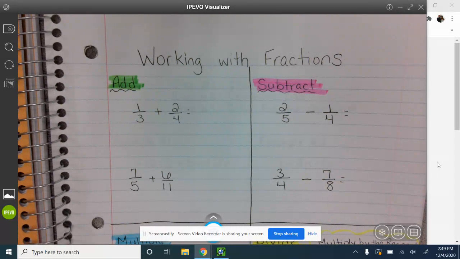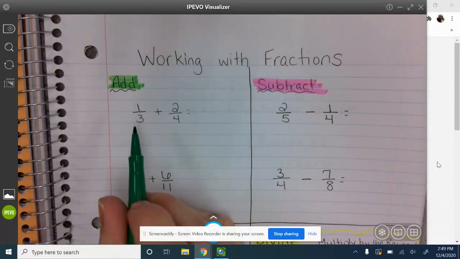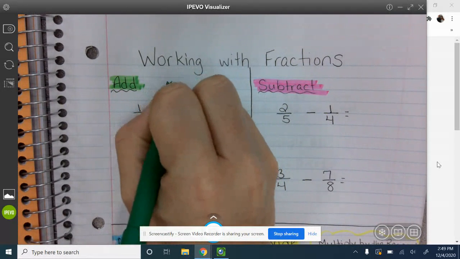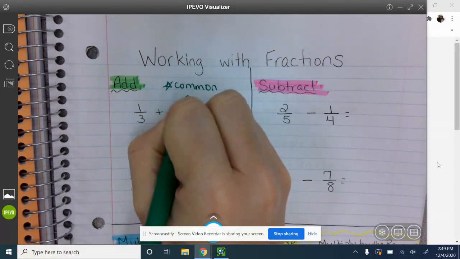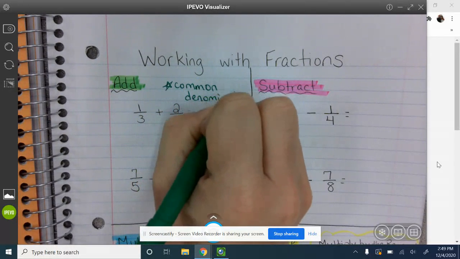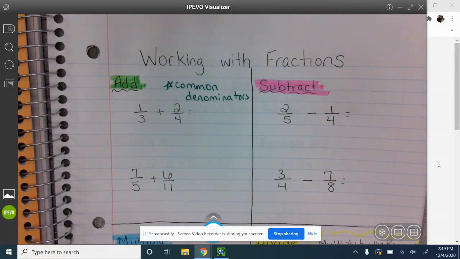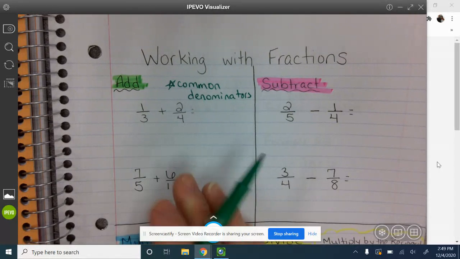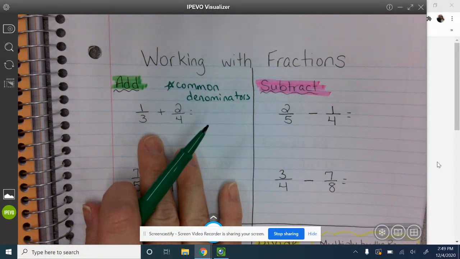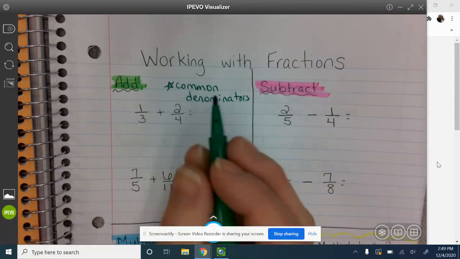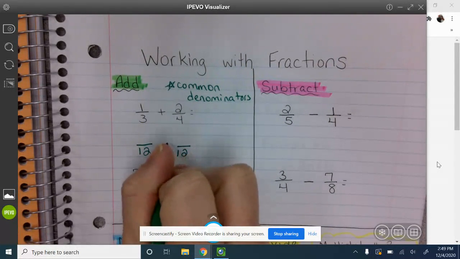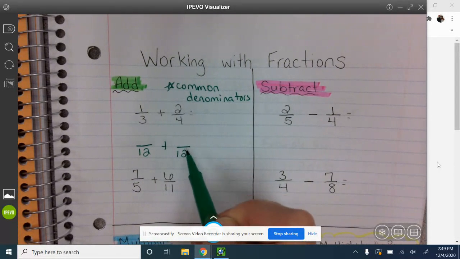So the first problems we're going to look at are with adding fractions. We have 1/3 plus 2/4. And remember, when you add fractions, you need common denominators. Now, there's several ways you can go about finding a common denominator. One way is you can just multiply 3 times 4, and in this case, it would give us 12. Sometimes that's not going to be the smallest common denominator you could have, and sometimes it will. In this case, we are going to use the 12 because 12 will be the smallest common denominator for 3 and 4.